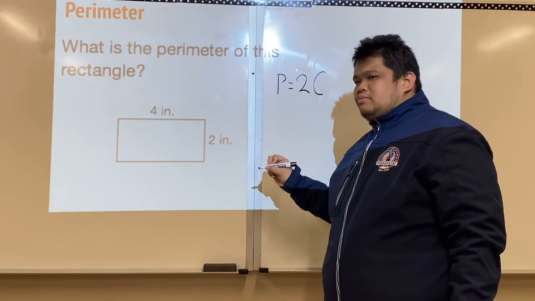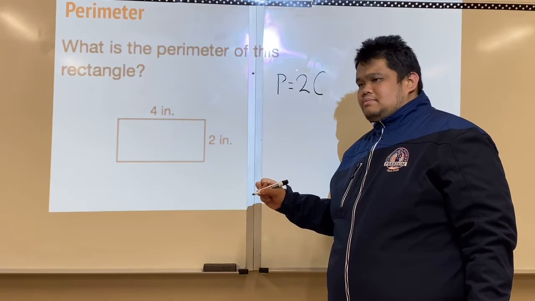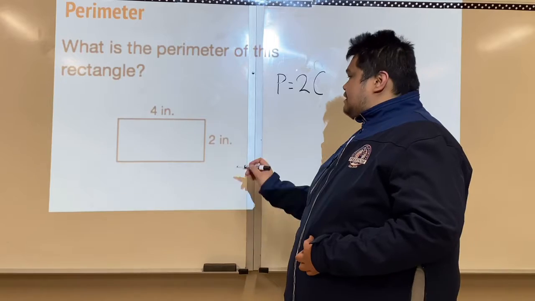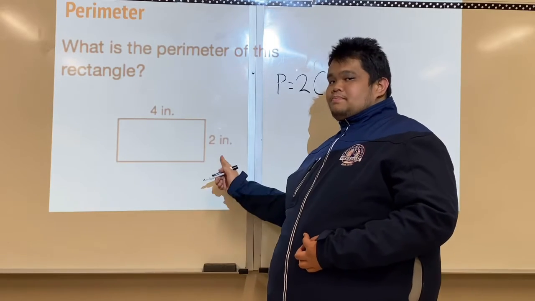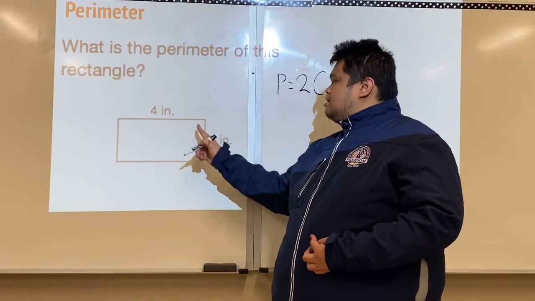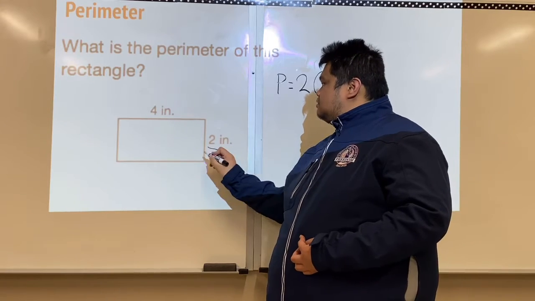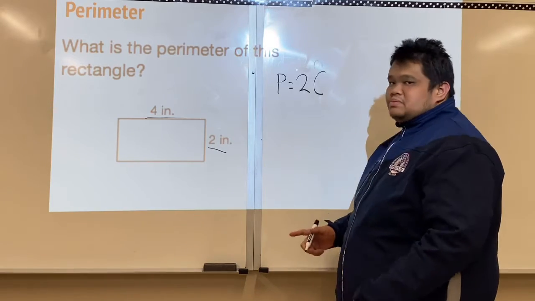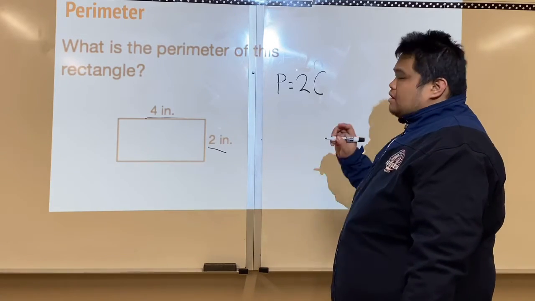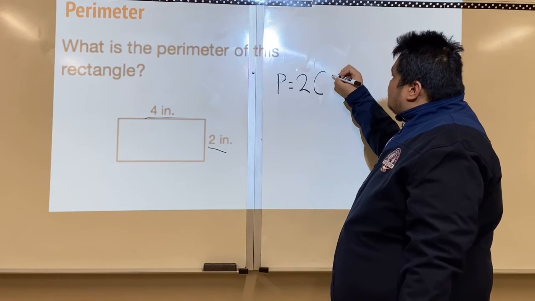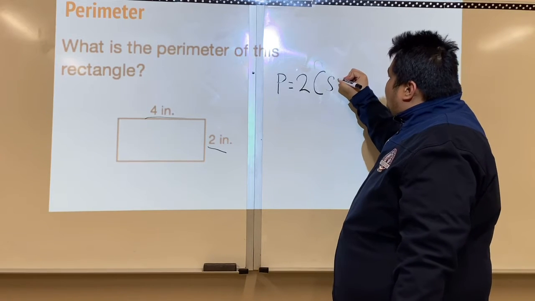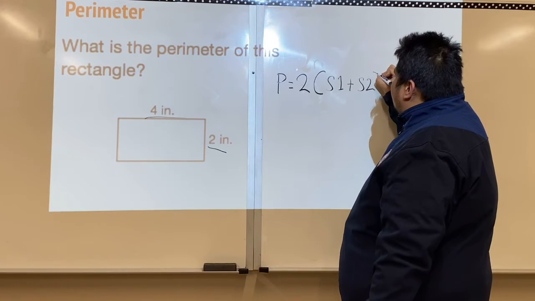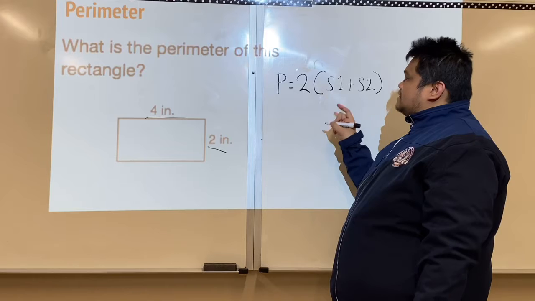Wait, Mr. Salazar, what are we supposed to times? Or what are we supposed to multiply? You are supposed to multiply the sides. And in this problem, we have 4 and 2. So here's what we're gonna do. We're gonna write the side 1 plus side 2. Side 1 and side 2.